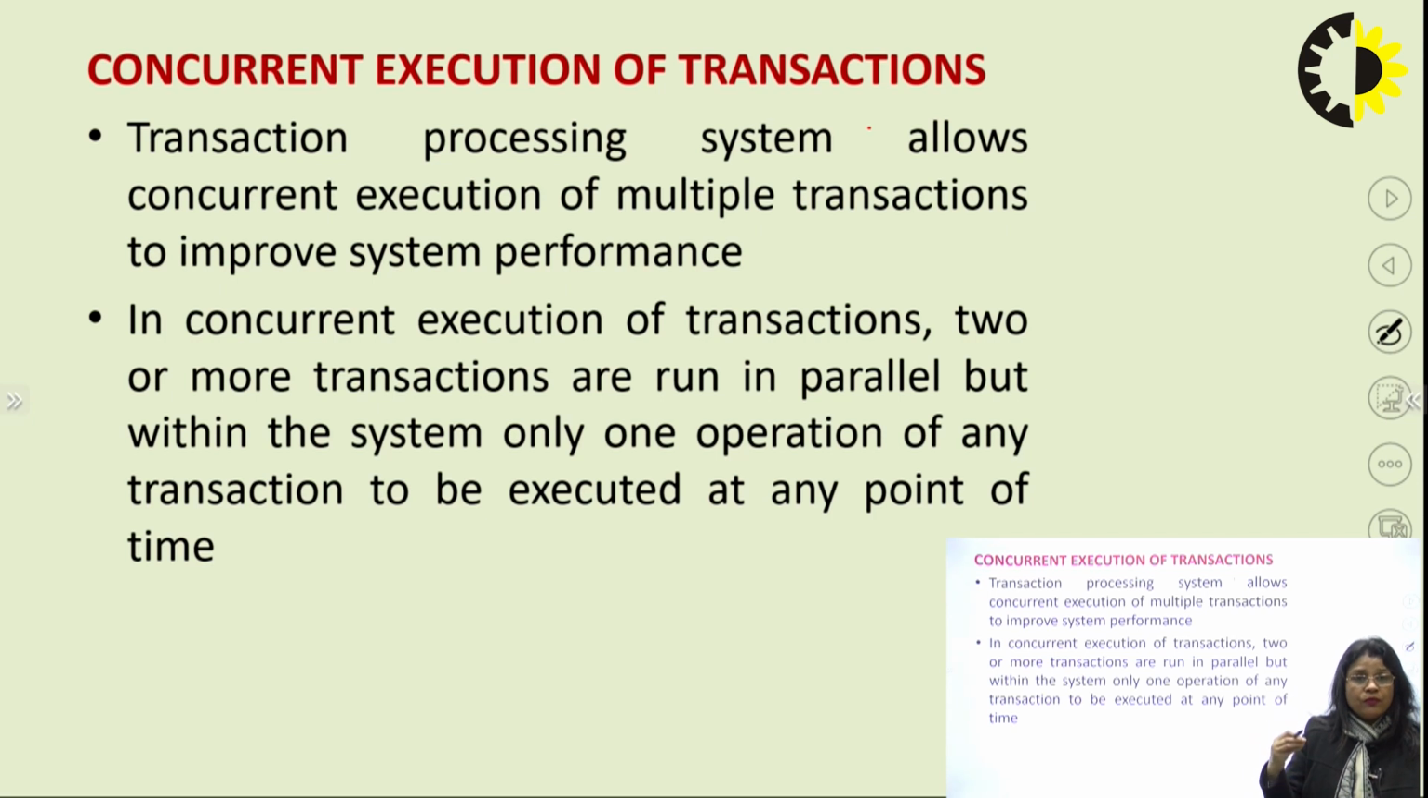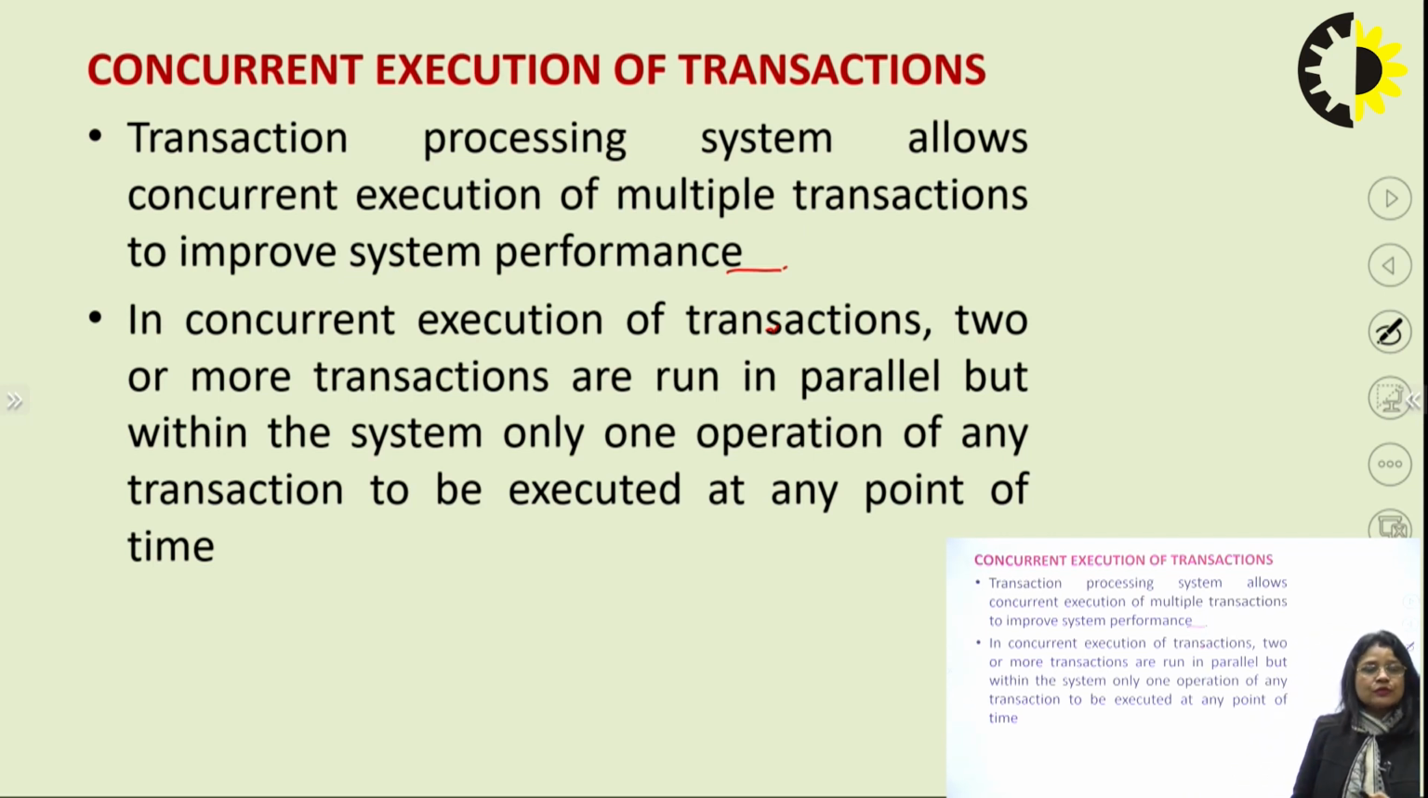So if we execute transactions serially, there will be fewer problems. If we execute transactions concurrently, there are many problems during the execution. So we need to take care of this inconsistency at various modules or on the programmer side, right? The transaction processing system allows concurrent execution of multiple transactions to improve system performance. Why are we thinking about concurrent execution of transactions? To improve system performance. This is one of the major reasons.